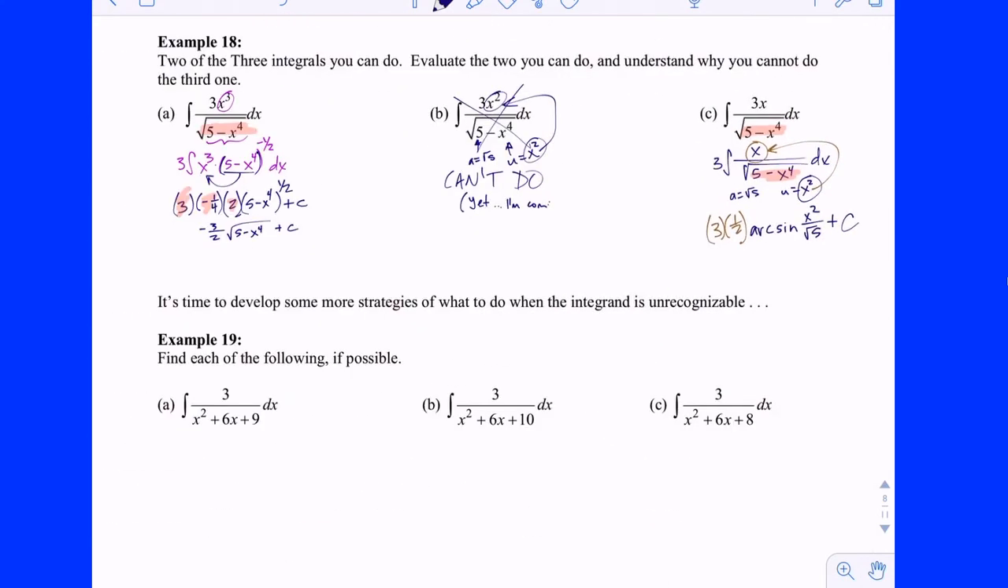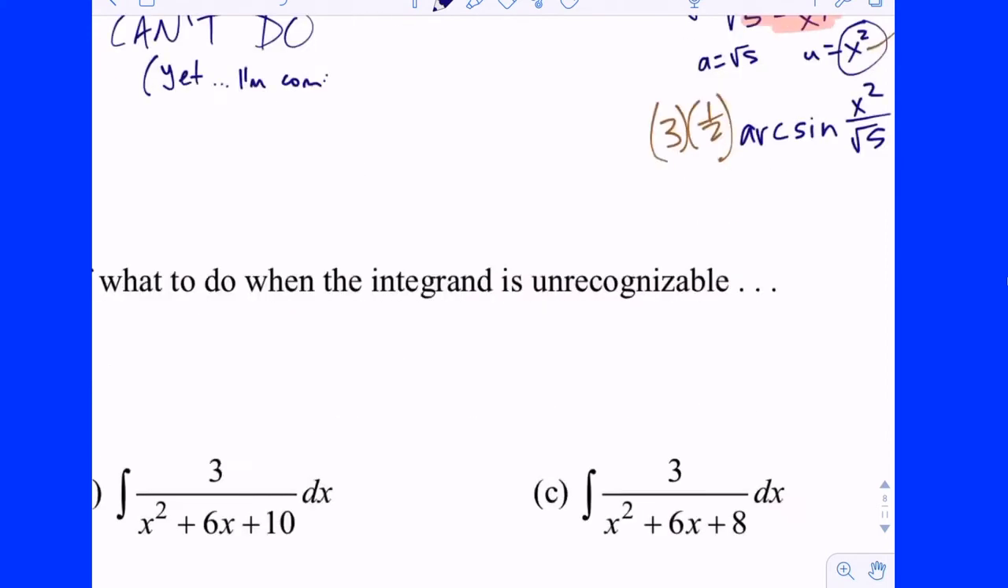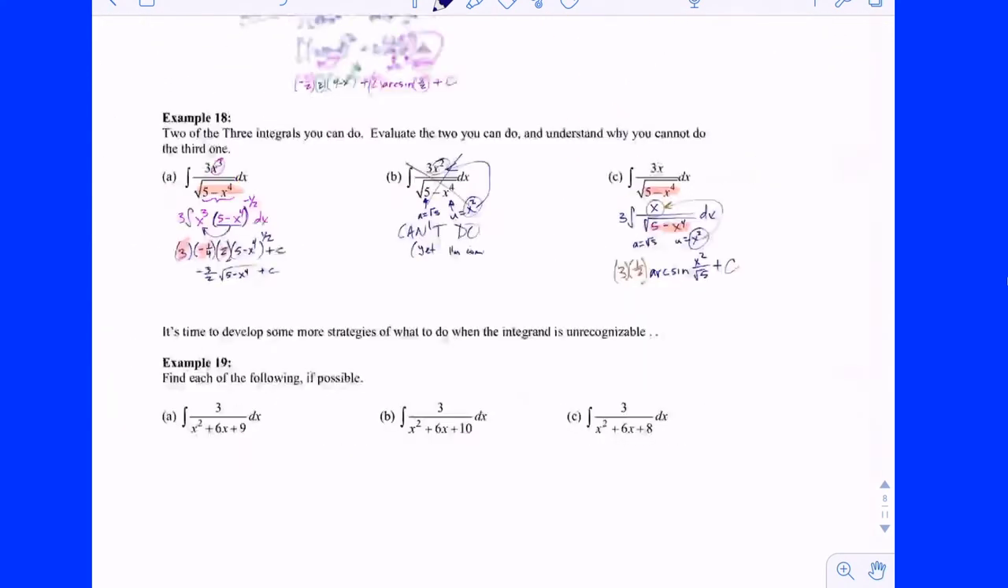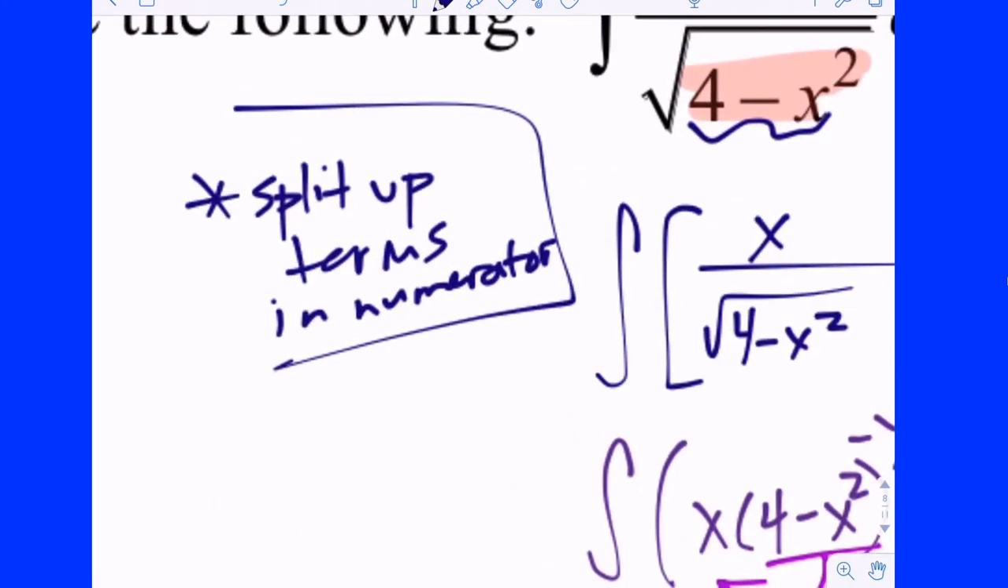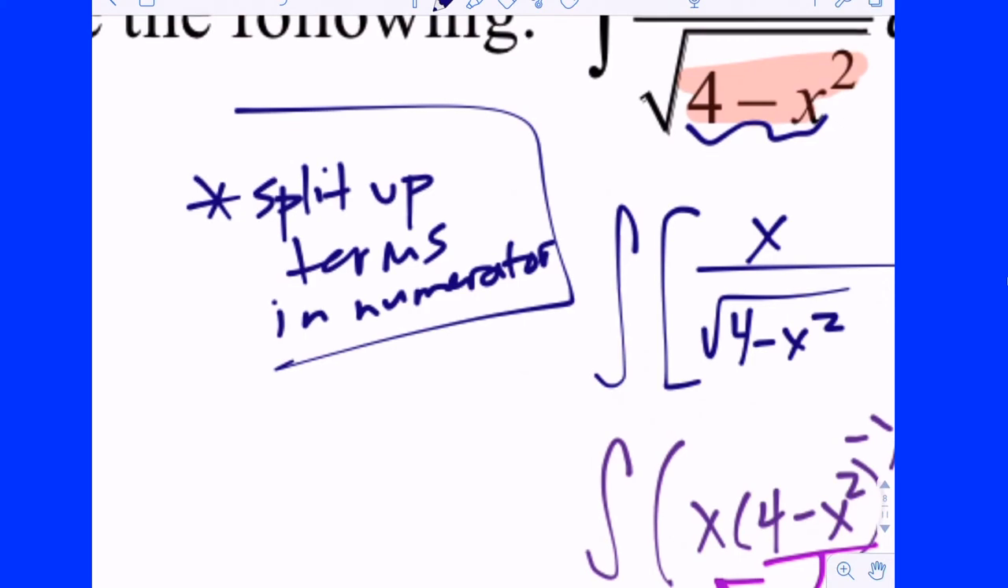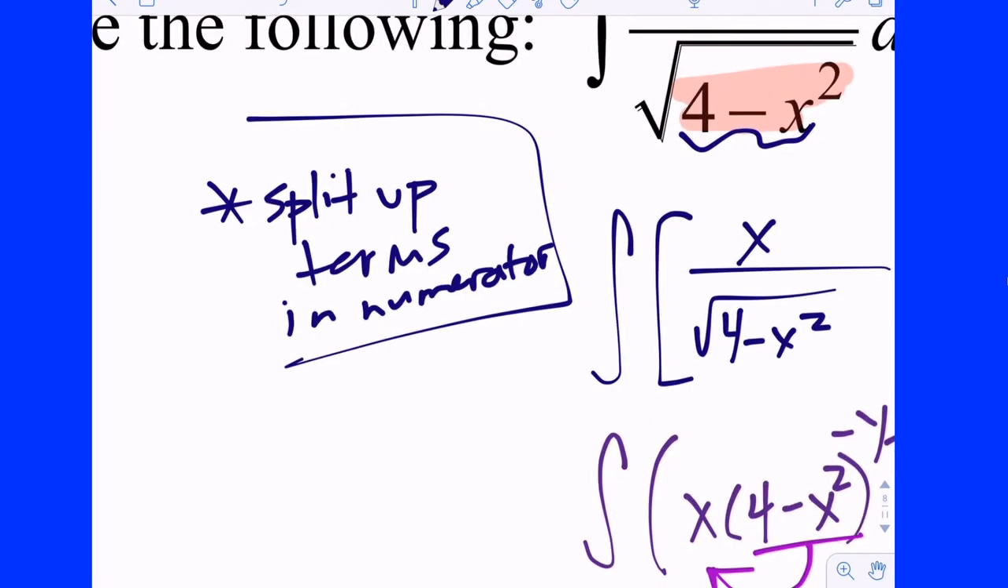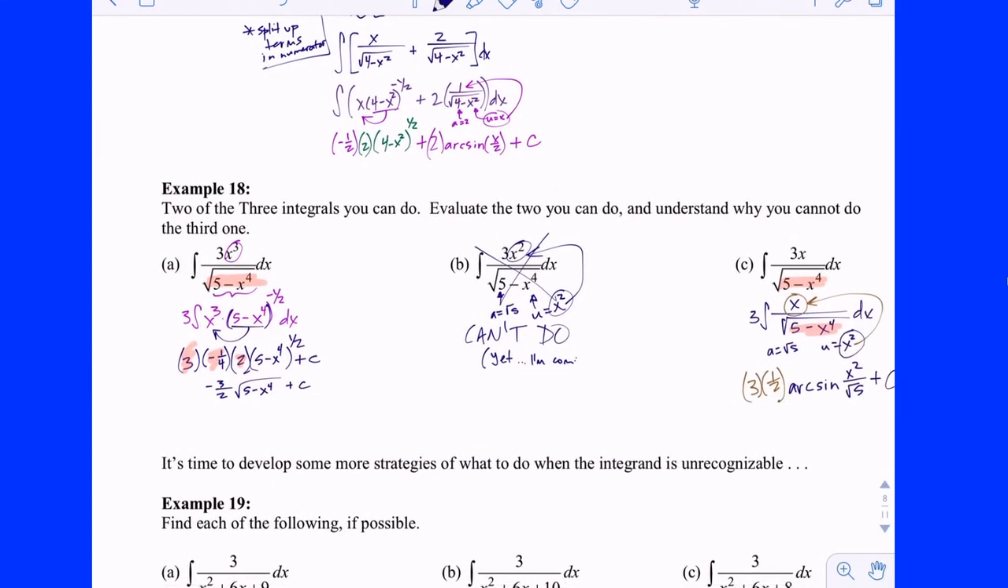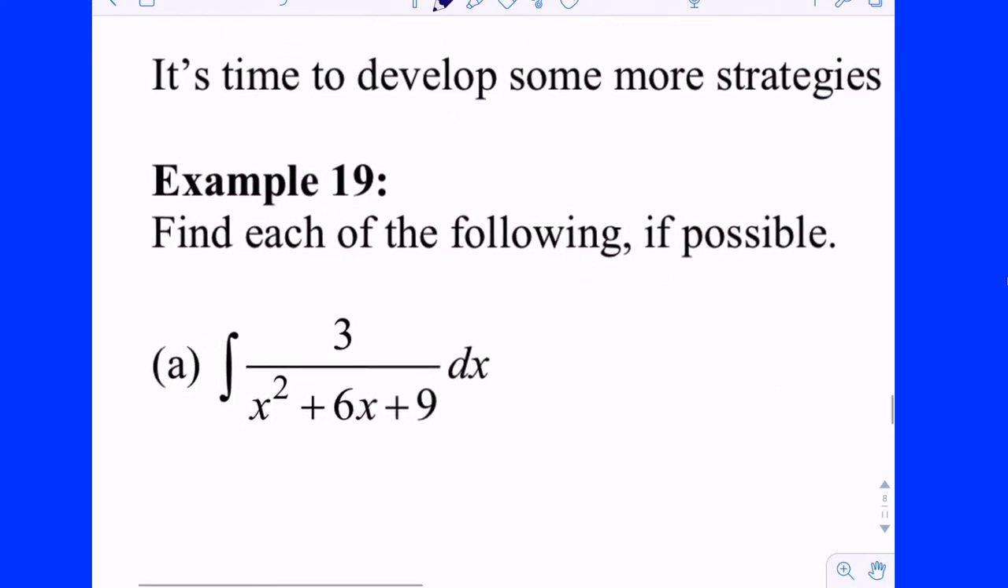Okay. We got time. Let's do it. We're BC. We got to keep moving, right? Because there's only what until the AP exam? 90 days. That's right. It's time to develop some more strategies of what to do when the integrand is unrecognizable. We already have a couple of strategies, right? Like splitting up the terms, trig identities, praying. What else? Guess and check and revise and check again and keep revising. Just never, ever, ever surrender, right?